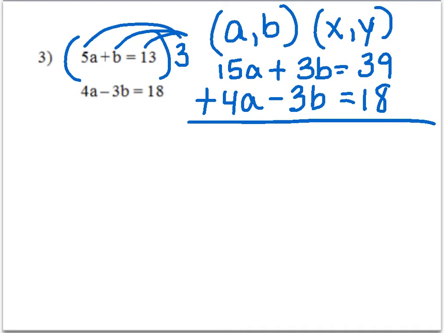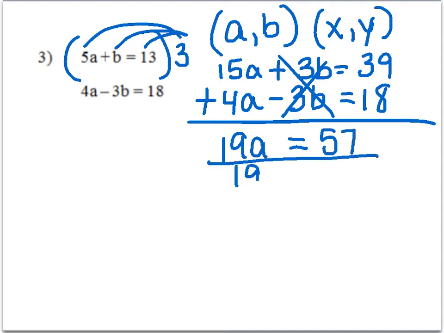I have 19a. These b's will cancel, and I have 39 plus 18, which will give me 57. I divide both sides by 19, and I get a is equal to positive 3. Now would be a good time for you to try to find b on your own, so pause the video.